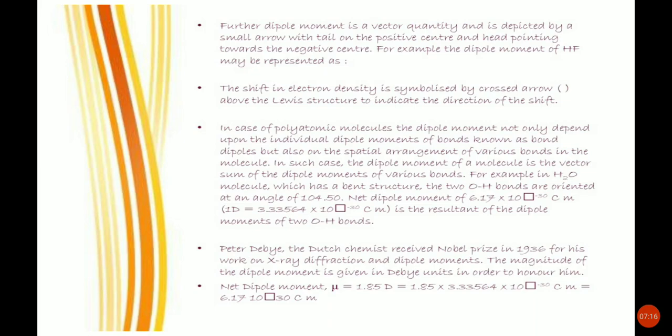The net dipole moment mu is equal to 1.85 Debye, that is equal to 1.85 into 3.335 into 10 power minus 30 coulomb meter. In the case of water, this value is 6.17 into 10 power minus 30 coulomb meter. Clear? Sorry, it's not centimeter, it is coulomb meter.